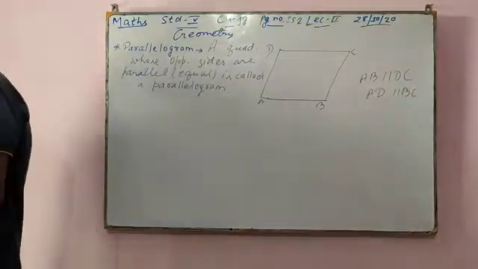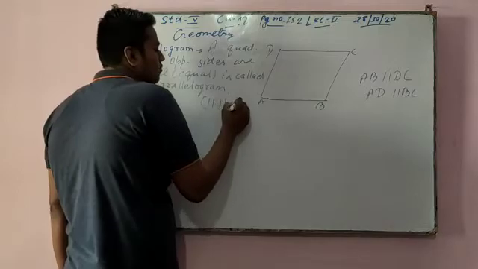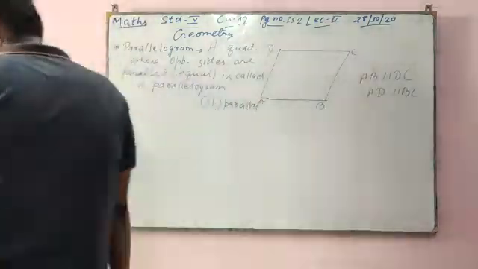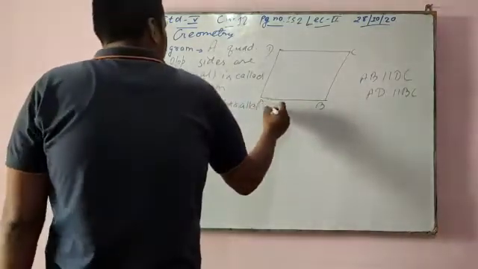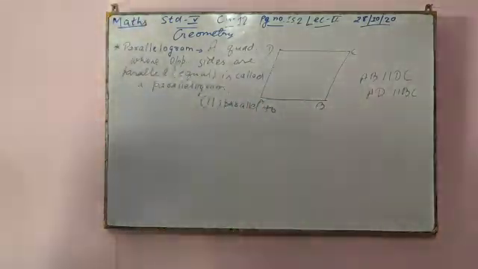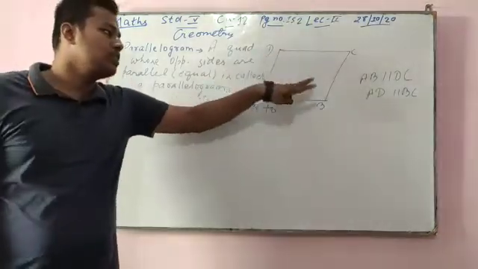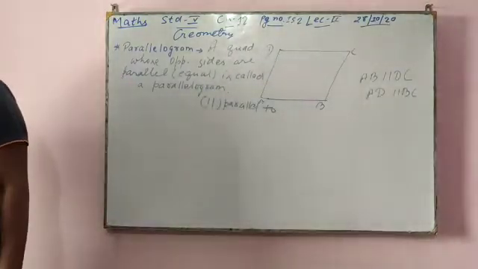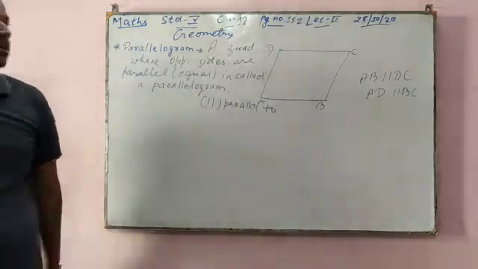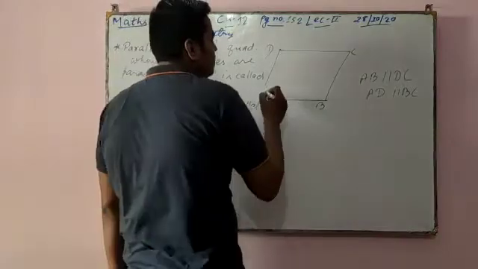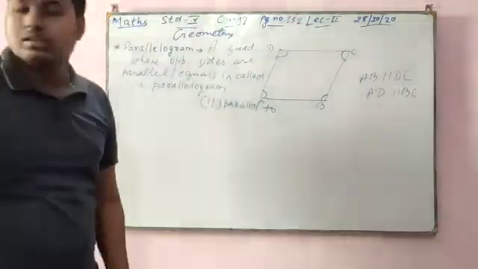Okay. And this is the symbol of parallel. Parallel symbol. Parallel to. Opposite sides of a parallelogram are equal. Opposite side AB is equal to this, and AD is equal to this. Now opposite angles of a parallelogram are also equal. This angle is equal to this angle.